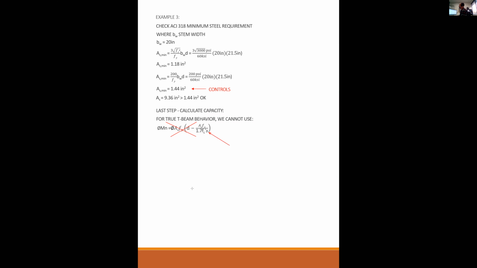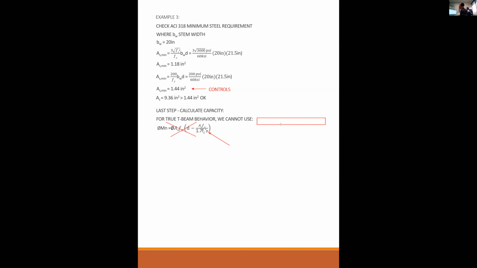That B right there is assuming that, or actually, let me say it this way. AsFy over 1.7 f'c b is really representing A over 2. This is d minus A over 2. But this number here doesn't give me A over 2. And it doesn't work like that because the b is not consistent. If you had a rectangular stress block, then this is b and this is a and everything's consistent.